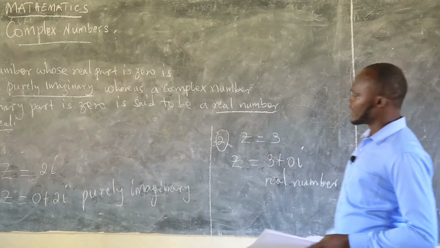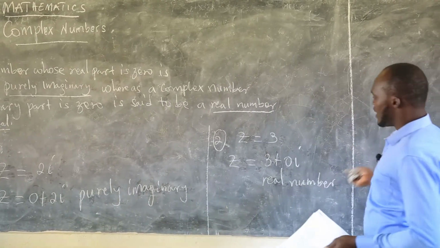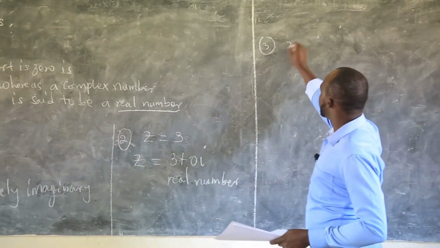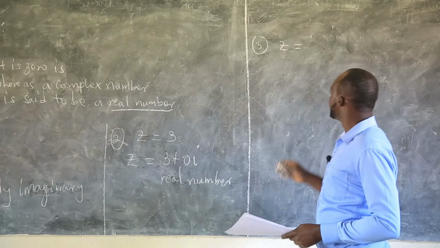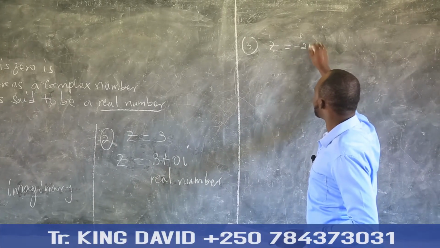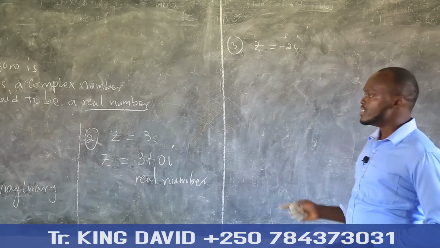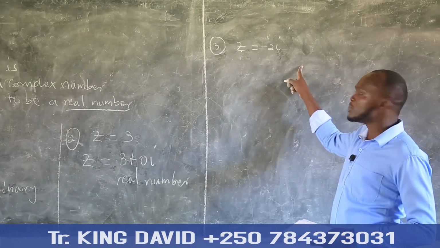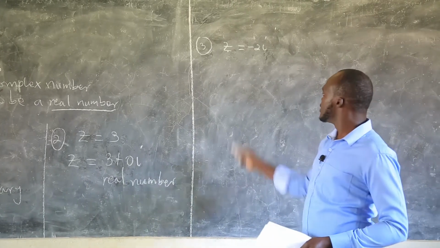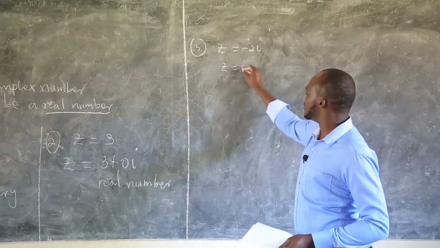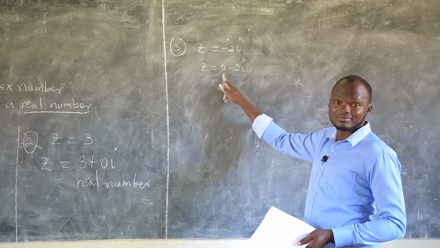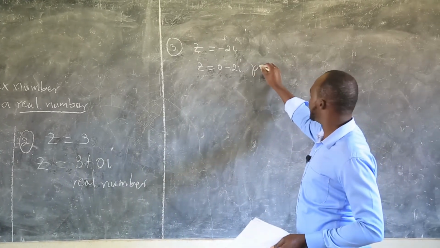So now, from there, we can have other examples, like number 3. We have z equal to negative 2i. This is also pure imaginary because its real part is 0. This is like z equal to 0 minus 2i. So our real part is 0. So this is pure imaginary.